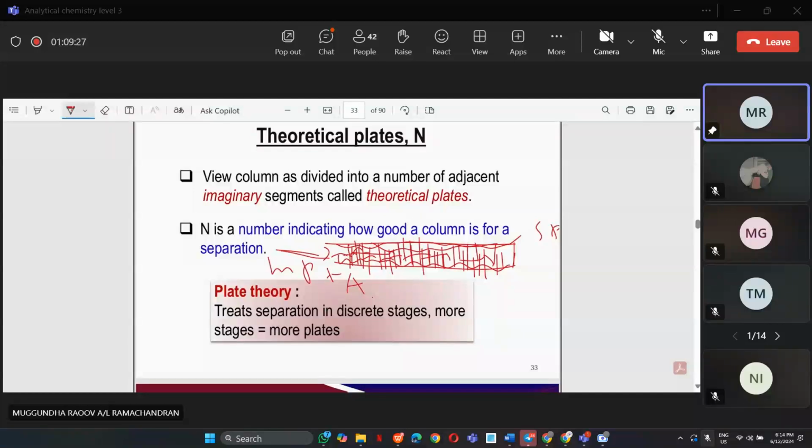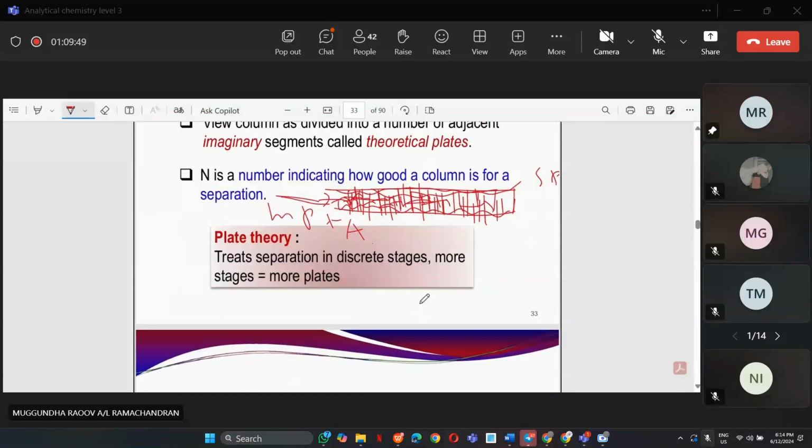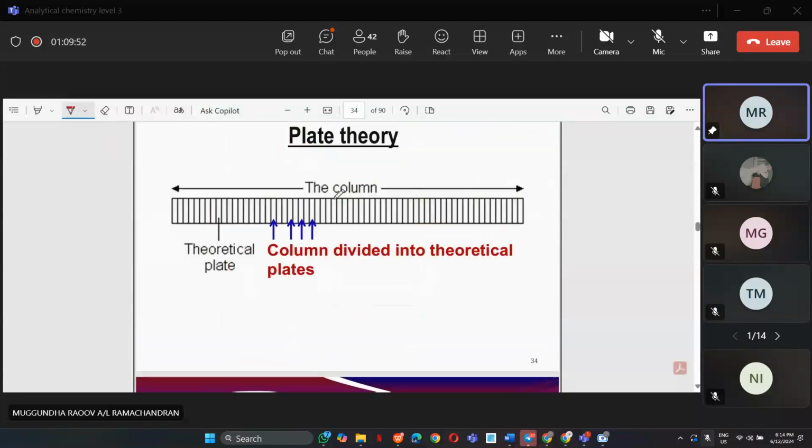So class, in general we can't see the plate number, but theoretically we should imagine the column as these theoretical plates. The mobile phase brings the analyte from one theoretical plate to another. So in theory, if you look at this, this is the column with theoretical plates, and the analyte is moving from one plate to another with the help of the mobile phase.